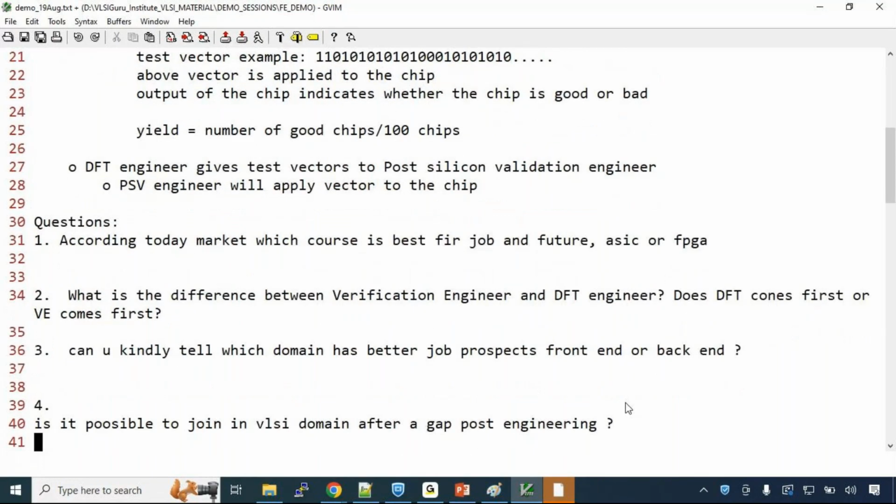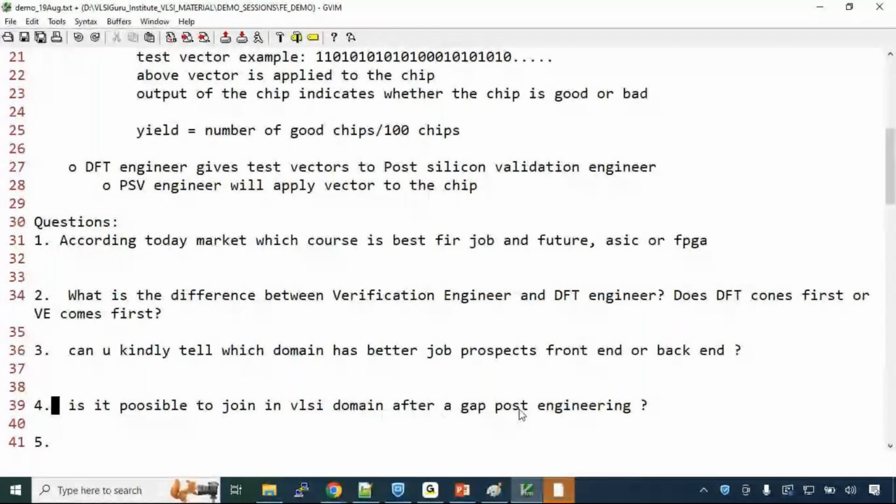Next, is it possible to join the VLSI domain after a gap post engineering? It is possible. It depends upon how much gap you have. Let's say you have a 2 year gap or 5 year gap, it is easily manageable. But if you have a 10 year gap, it is very difficult. Let's say you are a 2013 pass out. Now, if you want to get into VLSI, some challenge will be there. Challenges are due to two reasons.